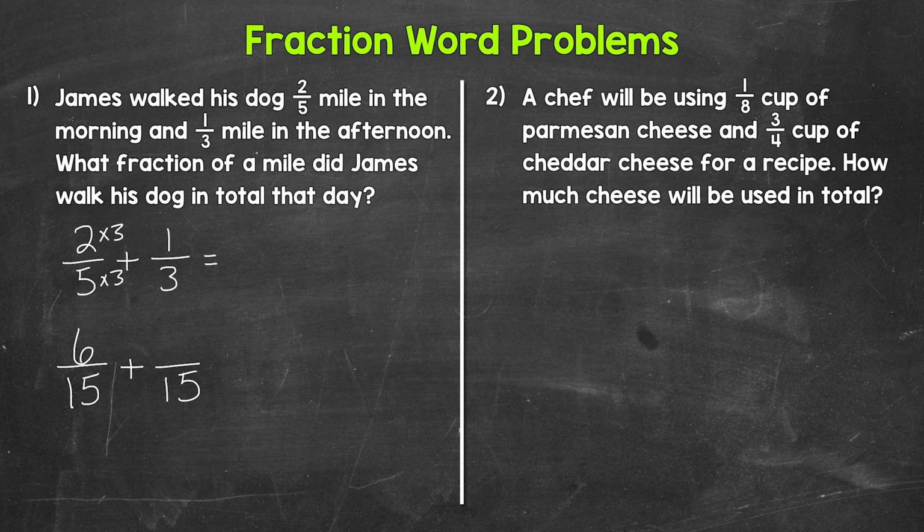Now we need to rename 1/3. 3 times 5 gives us that denominator of 15. So whatever we do to the denominator, we must do to the numerator in order to keep this equivalent. So we need to do 1 times 5. That gives us a numerator of 5. So our renamed fraction here is 5/15.